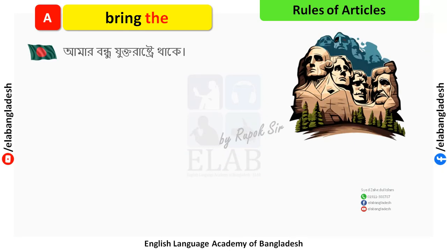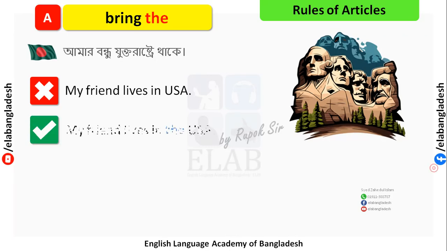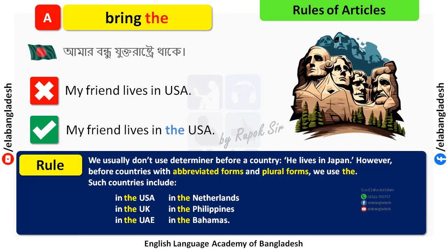My friend lives in USA. My friend lives in the USA. We usually do not use determiner before a country. He lives in Japan. However, before the countries with abbreviated forms and plural forms, we use the. Such countries include the USA, the UK, the UAE, the Netherlands, the Philippines, the Bahamas.